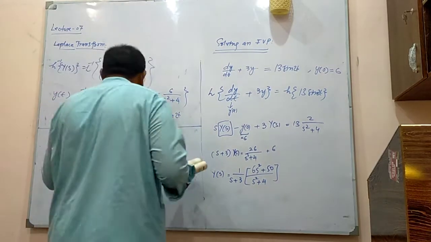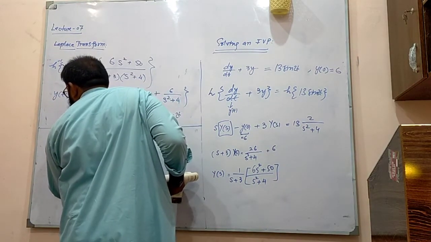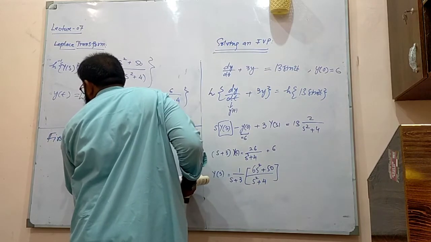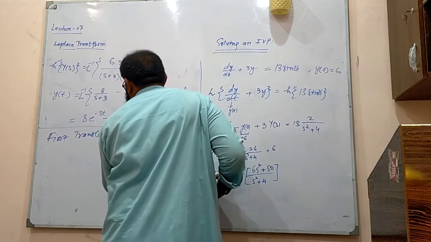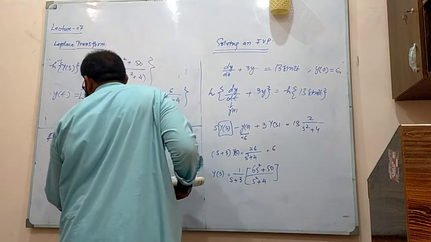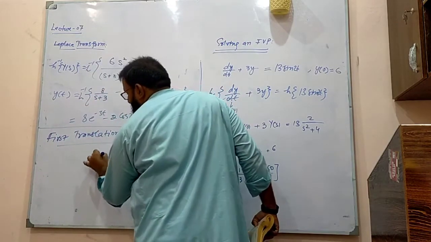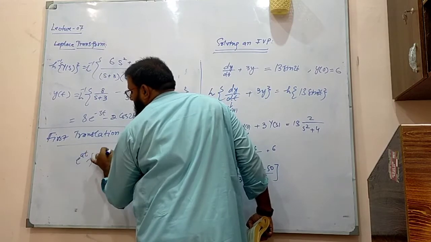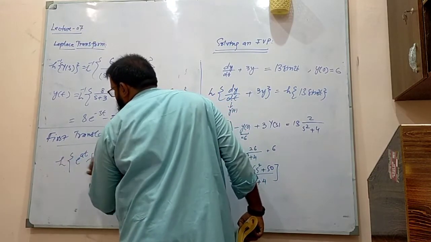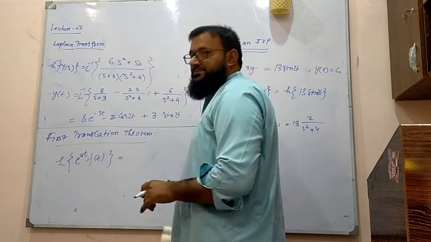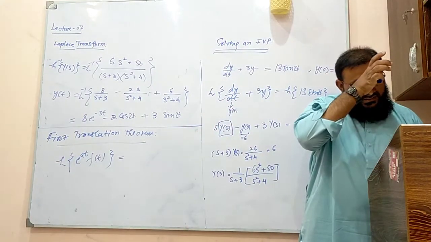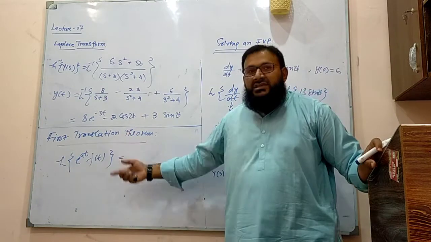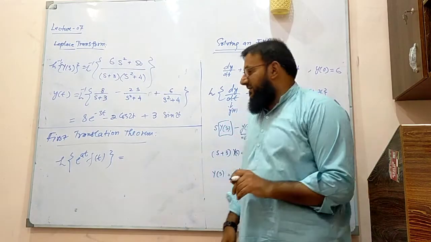Okay, so first translation theorem. There are some other properties. First translation theorem. This is something very good. Like you are given a function multiplied with some exponential and you want to find out its Laplace transform. This is going to be what? You have a function and it's multiplied with e raised to at and you are finding its Laplace transform.